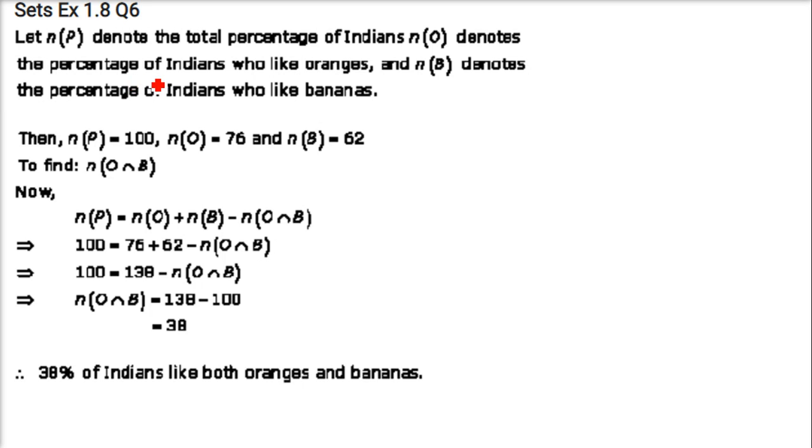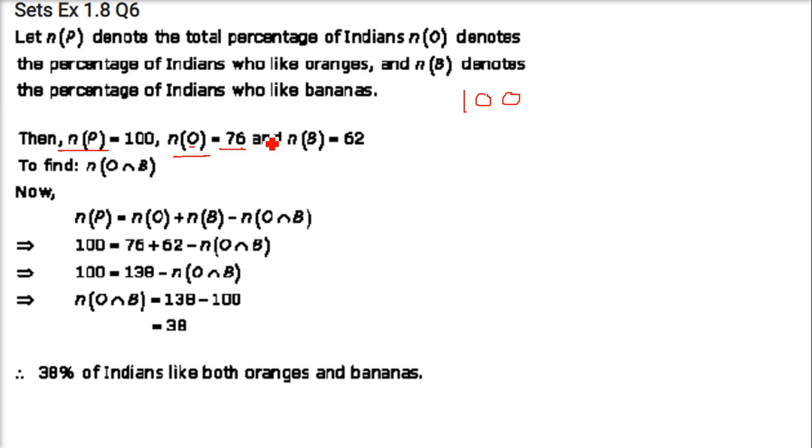Next question: in a survey, it shows that 76% of Indians like oranges. So n(O), the number of people who like oranges, is 76. Because it is a percentage, the total number will be 100. That is n(P), the total number of people, will be 100, or you can say O union B.